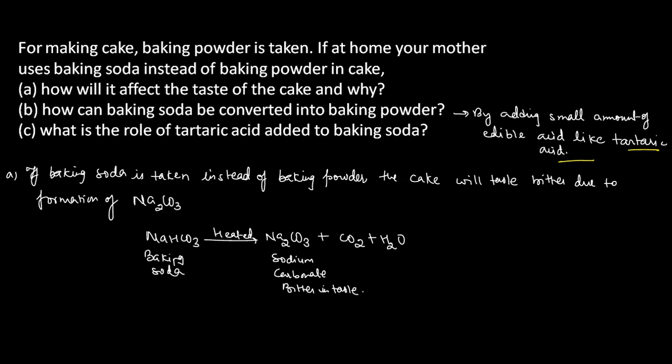And how can baking soda be converted into baking powder? Tell me. By adding a small amount of edible acid to it, that is tartaric acid. Okay. Next one: what is the role of tartaric acid in baking soda? It neutralizes the bitter taste of baking soda and helps in elimination of carbon dioxide, which is used for making the bread fluffy. Very good, very good.